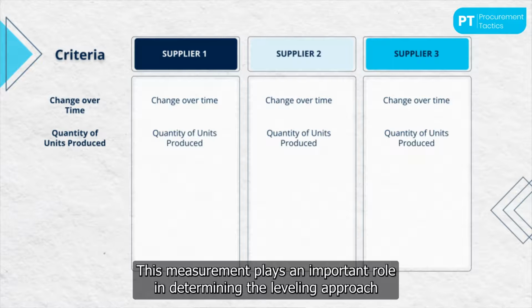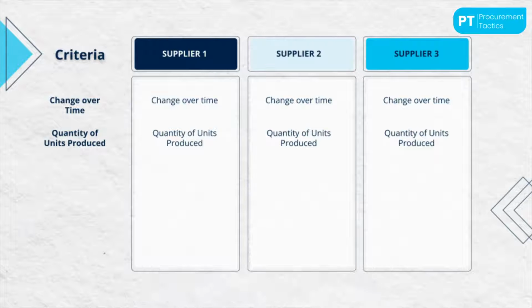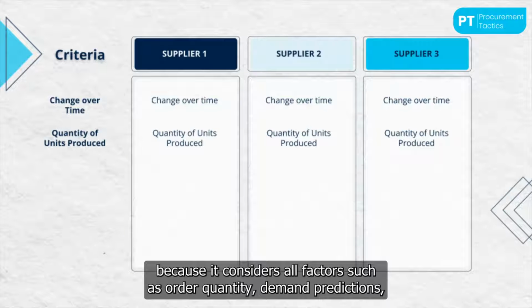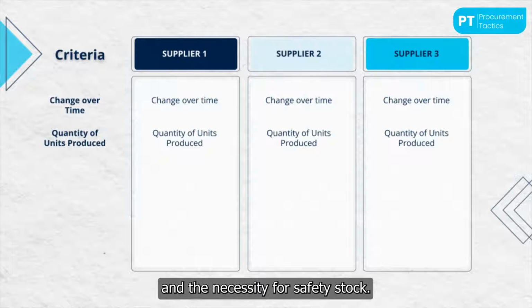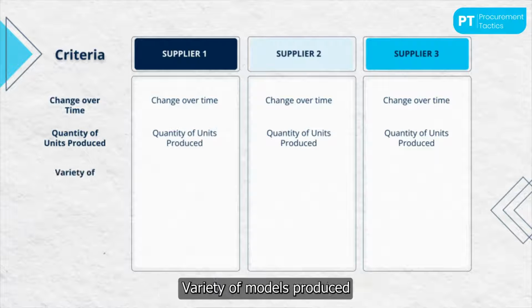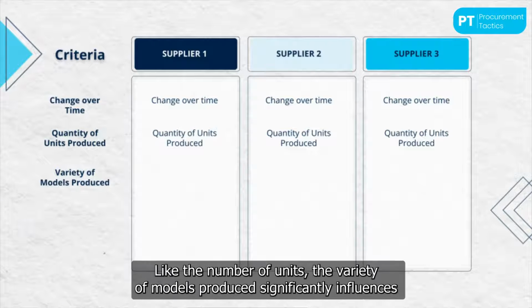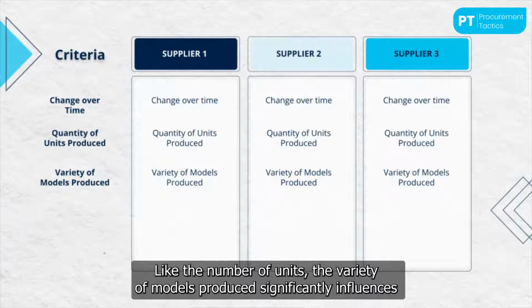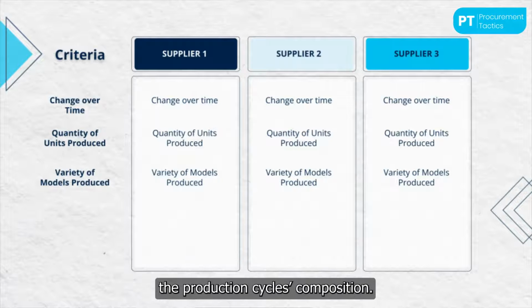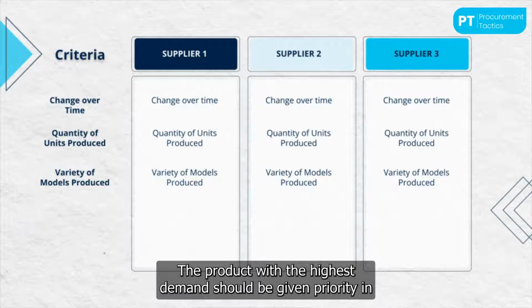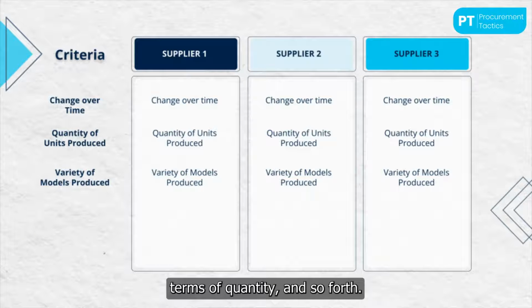This measurement plays an important role in determining the leveling approach because it considers all factors such as order quantity, demand predictions, and the necessity for safety stock. Variety of models produced. Like the number of units, the variety of models produced significantly influences the production cycle's composition. The product with the highest demand should be given priority in terms of quantity, and so forth.